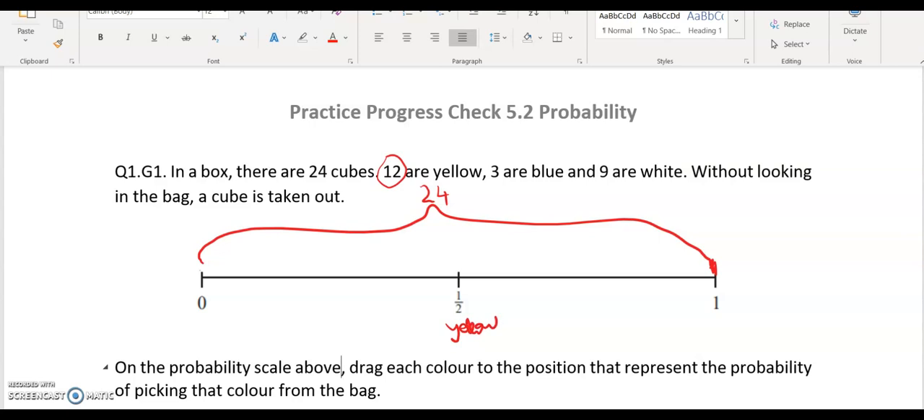3 are blue. 3 out of 24 is the same as 1/8. So I'm going to split this into half and this into half and half again here. So this would be 1/8, which is the blue colour. Then we have 9 white. So if this is 3, this is 6, so there comes the white colour. So this is 3/8.